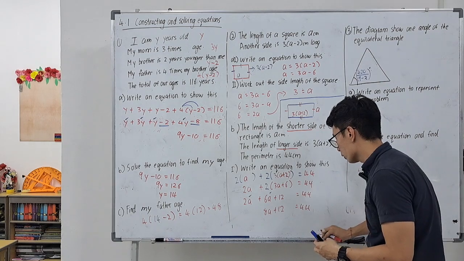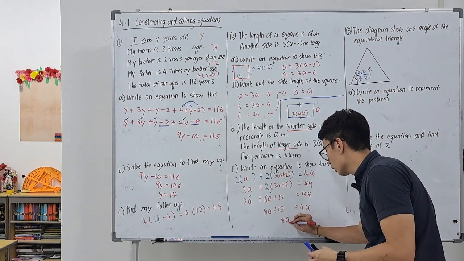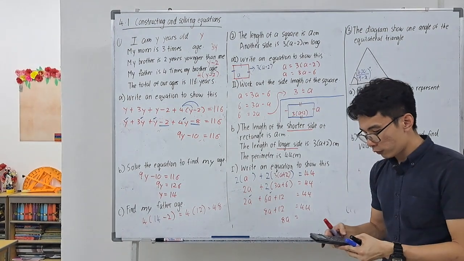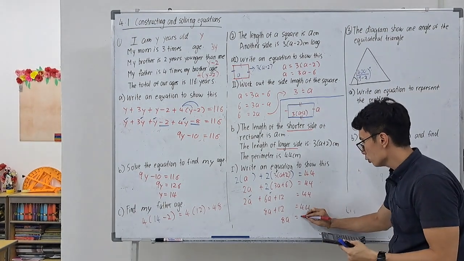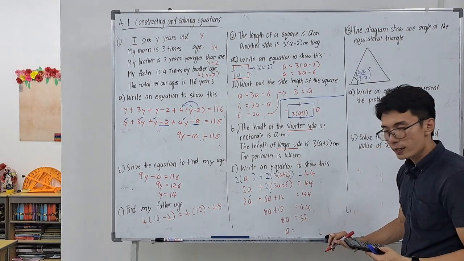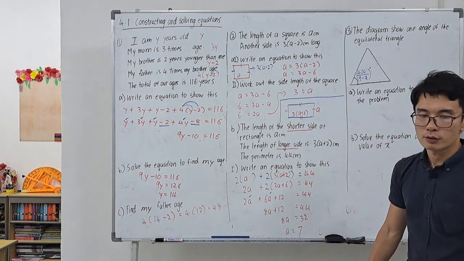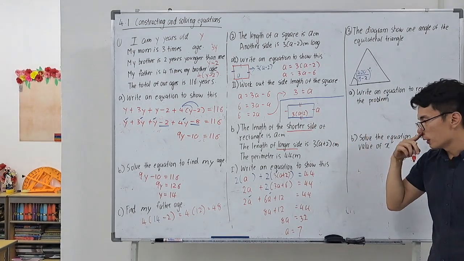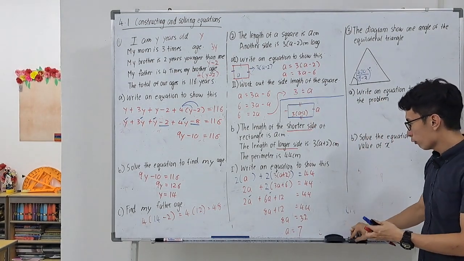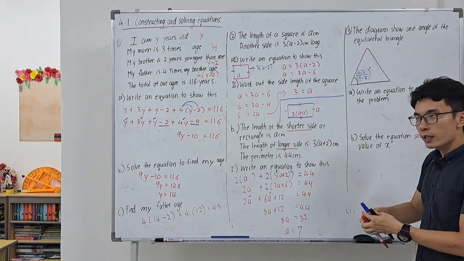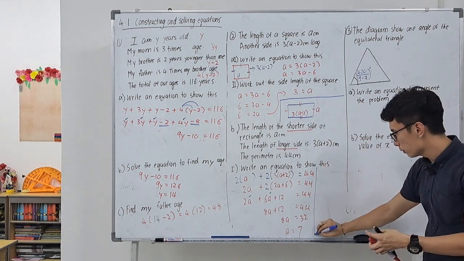Okay, and now we can solve this. I have 8a, I move 12 over. So 44 minus 12, we will get 32. And a is going to equal 32 divided by 8, that will give me 7. Alright, so we have found the value of a over here. And then the last part of the question is we want to find how long the shorter side and the longer side are. Okay, so I'm just going to split here.